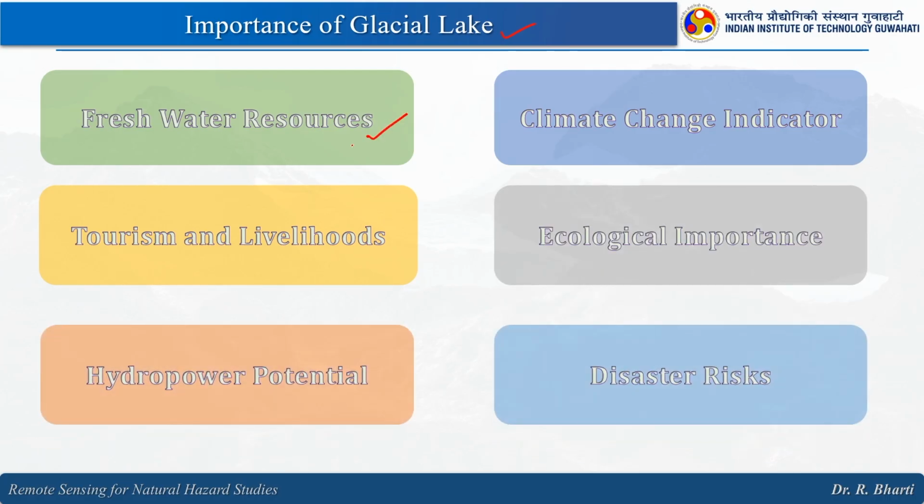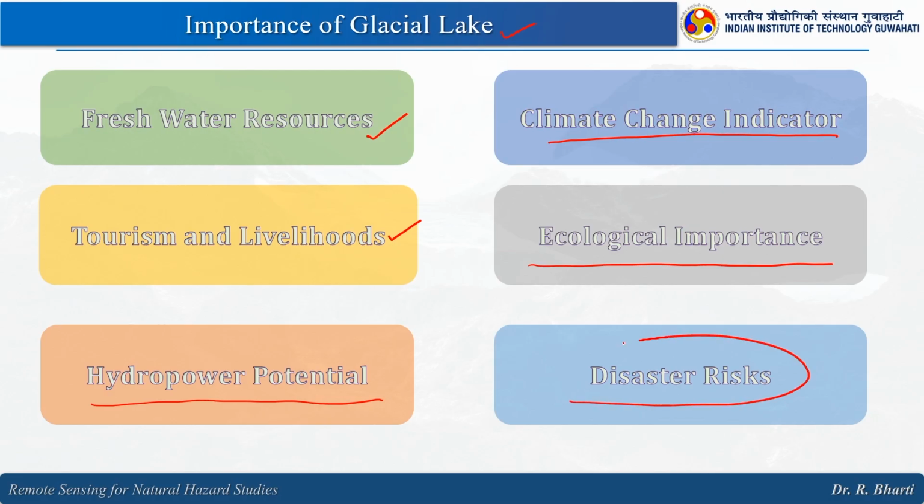it is the fresh water source. Then we have a very good climate change indicator. It also attracts tourism and improves the livelihood of that particular area, and it also has a very good role in the ecological balance. Then we have potential for hydroelectric power. Then the disaster risk, that is one of the things that we are more worried about, because this can affect the lives and property of the people who are living in that particular region or in the downstream.